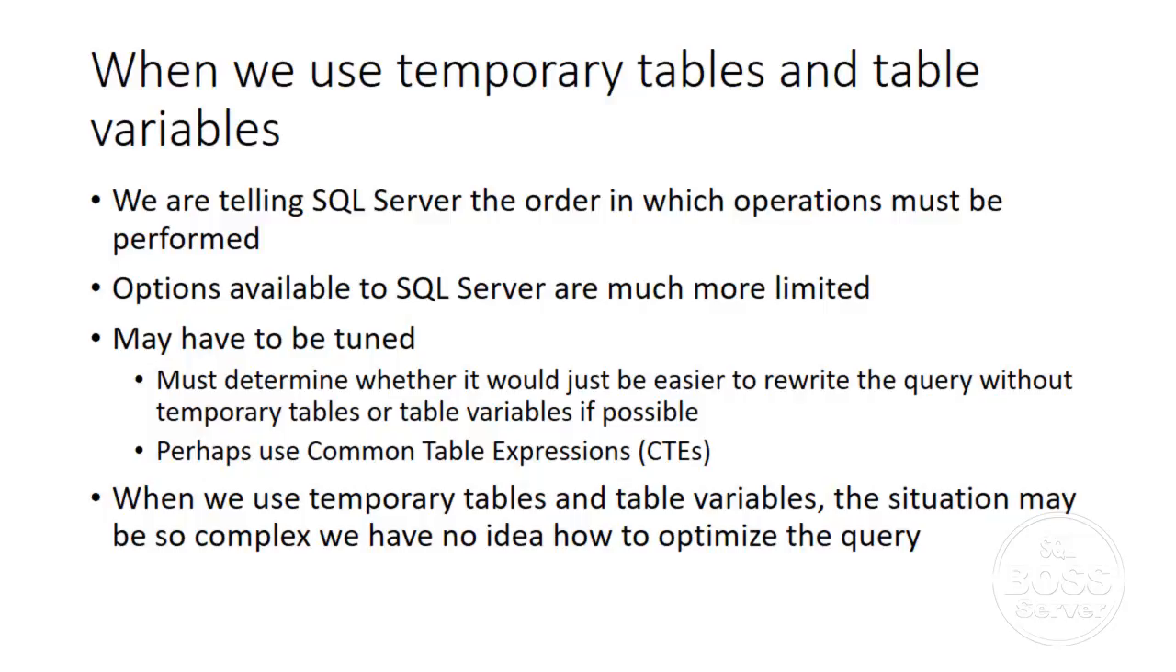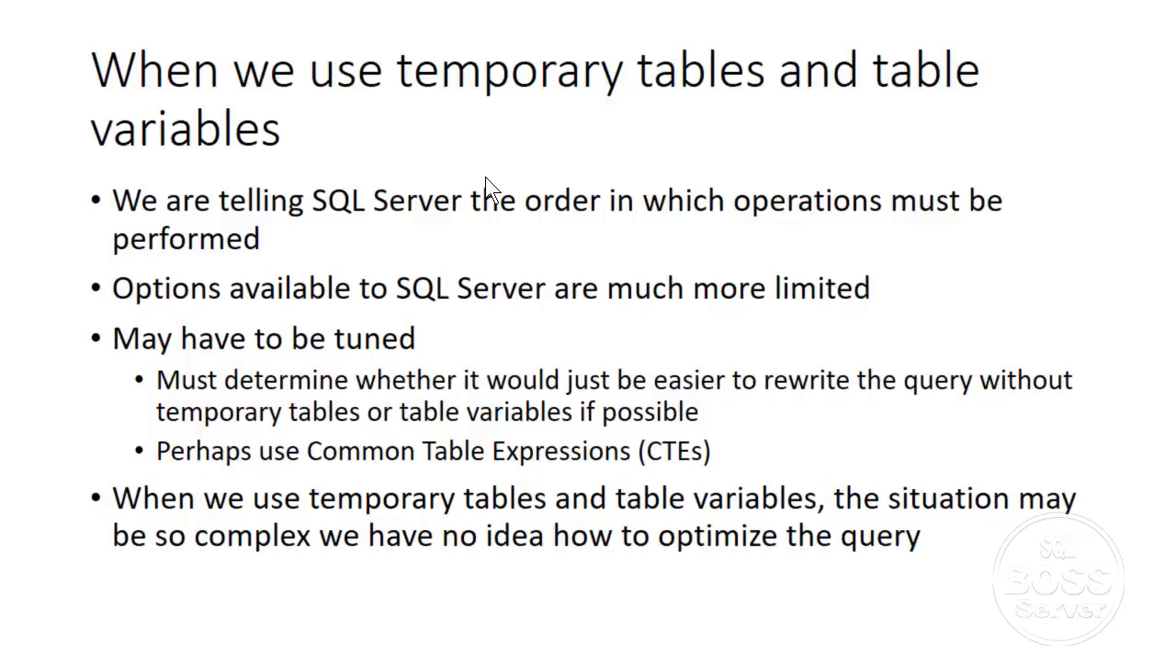if possible. Common table expressions can often come to the rescue because that permits us to separate out parts of a query in much the same way that we might separate it out for a temporary table, but it's still included in the query such that SQL Server sees it to optimize it all as one big operation. Now, one of the problems with temporary tables and table variables is that what we're dealing with may be so complex that we have no idea how to optimize the query. That complexity is the thing that caused us to make use of temporary tables and table variables. But when we use them and we don't have good performance, we may not know what to do next.